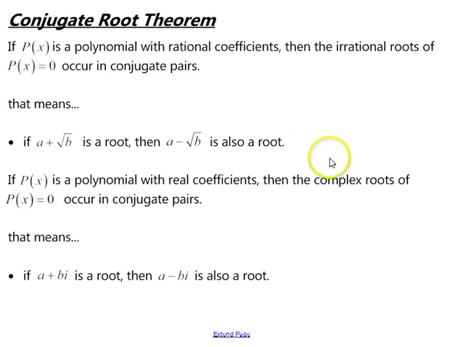If p of x is a polynomial with real coefficients, then the complex roots of p of x equals 0 occur in conjugate pairs. And that means that if a plus bi is a root, then a minus bi is also a root.